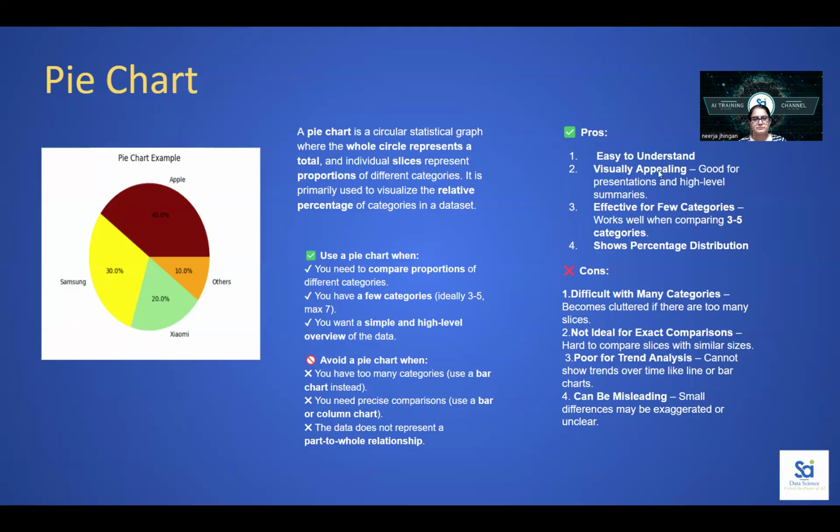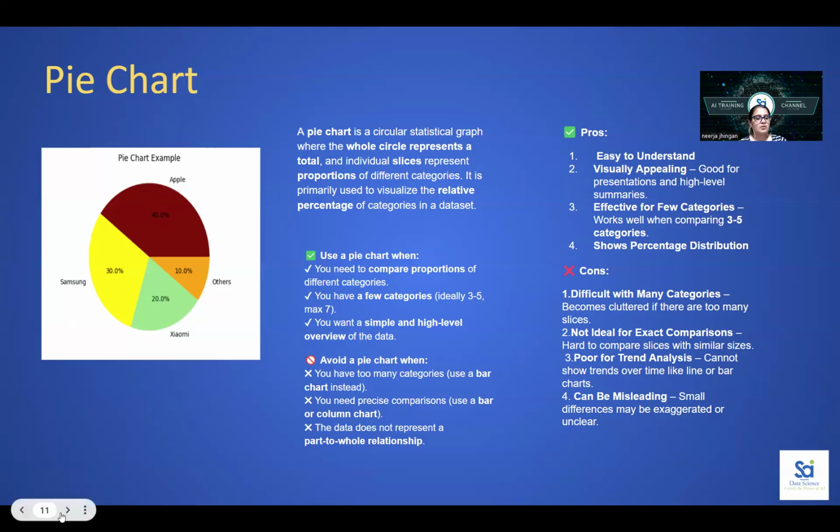Here, it is easy to understand and visually appealing. You can also separate the slices to highlight them. I will show you in Python when we write the code for this. But the biggest disadvantage: let's say there are only 1, 2, 3, 4 categories. If you have 50 categories, what will you do? It is not going to show you very good insight into the data. It may mislead you because there will be very small slices which are not clear to your stakeholder. At that time, avoid this kind of graph.